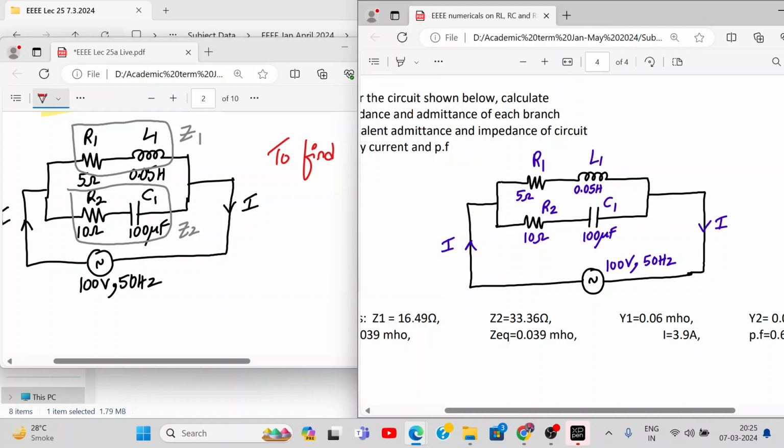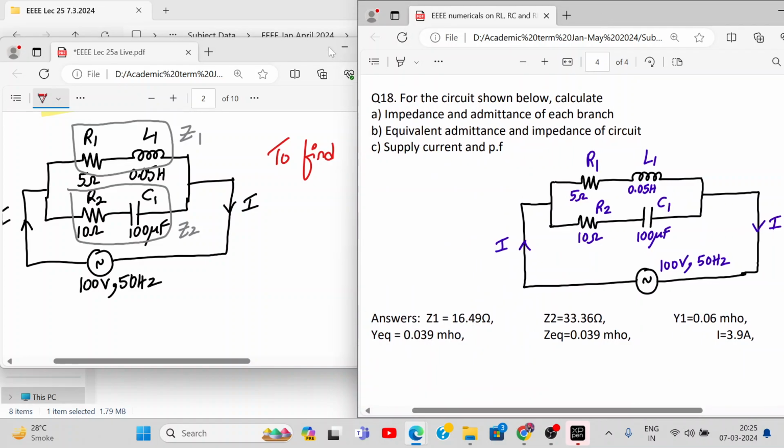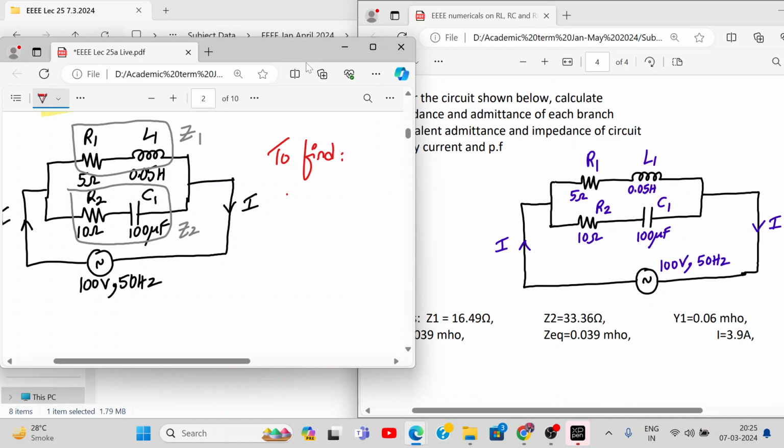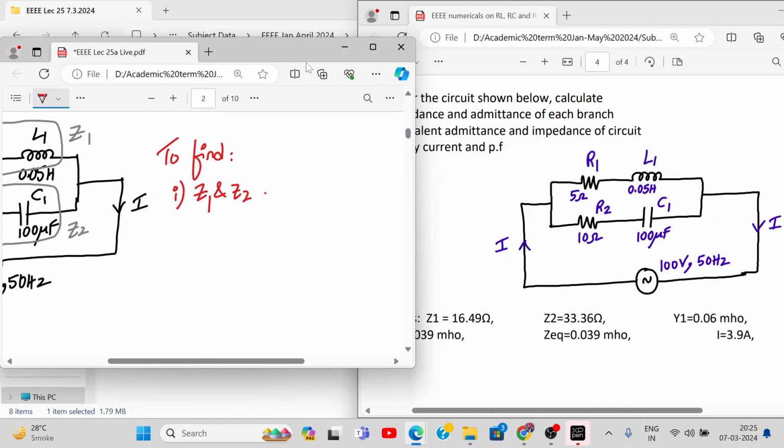To find: calculate the impedance and admittance of each branch. What do we mean by impedance and admittance? We need to calculate Z1 and Z2, and the admittances Y1 and Y2. Correct? Yes or no?